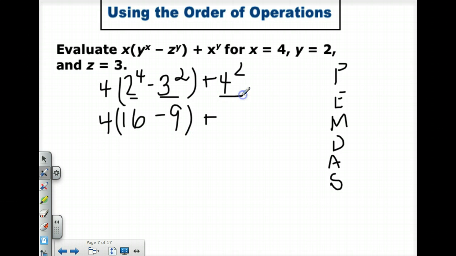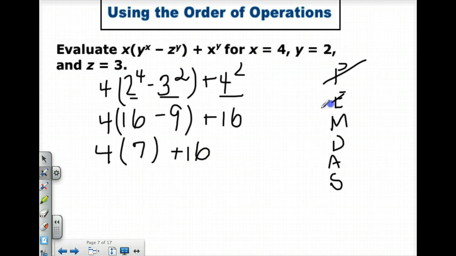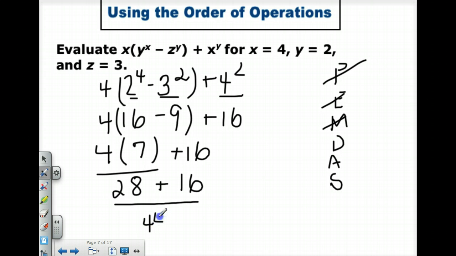I'm going to let you go ahead and do 4 squared at this point in time because we all know that 4 squared is 16. P, parentheses, 4 times 7 plus 16. I'm done with all of our exponents. Now let's multiply. 4 times 7 is 28 plus 16, and we get a final answer of 44.